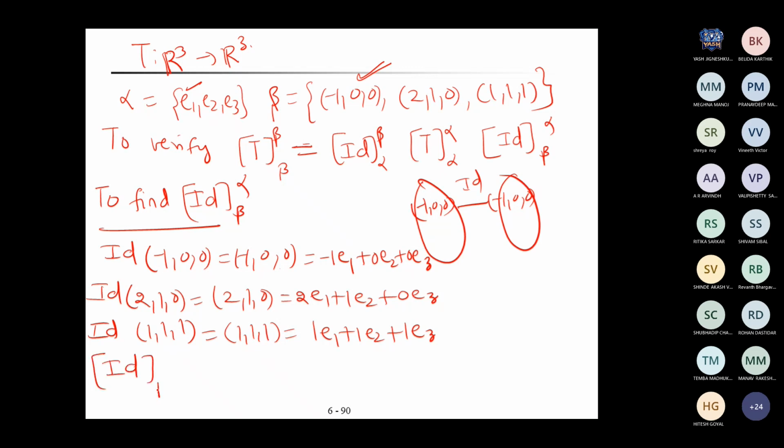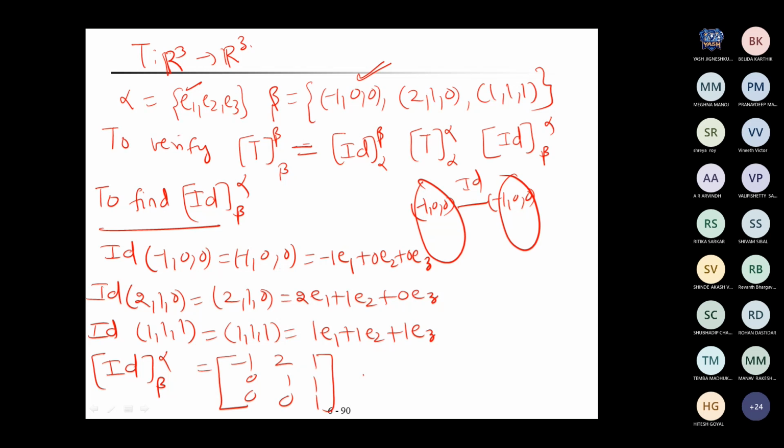What is ID beta to alpha? Can you say what is the matrix? Columns (-1, 0, 0), (2, 1, 0), (1, 1, 1). Same thing will come here. Same beta basis will come.